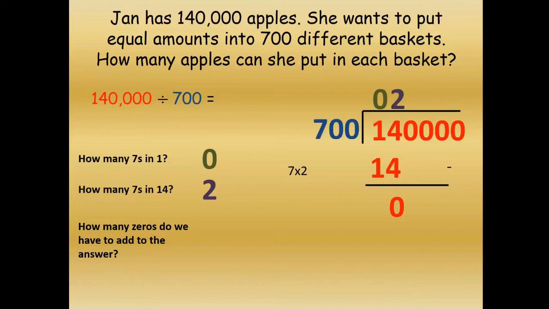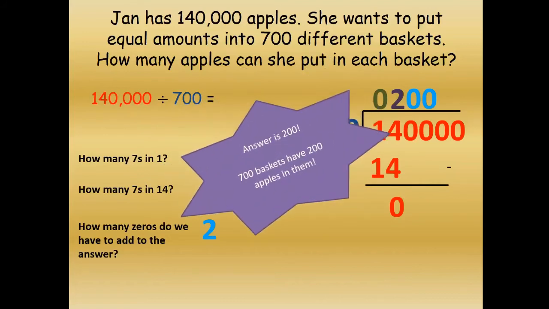So 700 is our divisor. How many zeros are in 700? There's 2. So we have to look at how many zeros are in the dividend. So we have 1, 2, 3, 4. So 4 minus 2 is equal to 2. So that means we have to add 2 zeros to the end of our answer. So that means that our answer is 200. So 700 baskets have 200 apples in them.